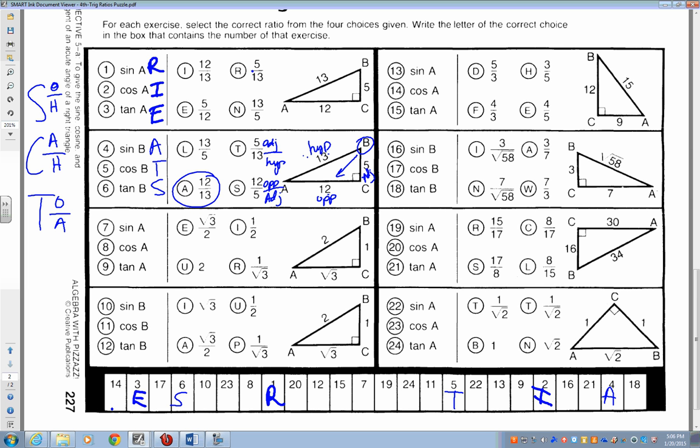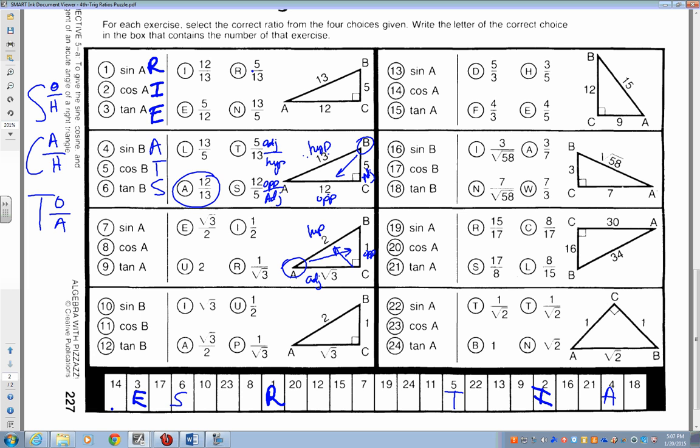So now we're going to do 7, 8, and 9. Even though there are radicals, you're still going to do the same ratio. Sine of A. A is my angle. So I'm going to just label my parts. Across from the angle, that's your opposite. Across from the right angle is always the hypotenuse. And next to the angle, that's the adjacent.